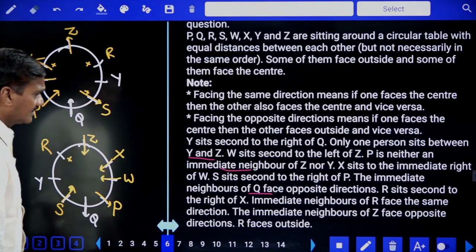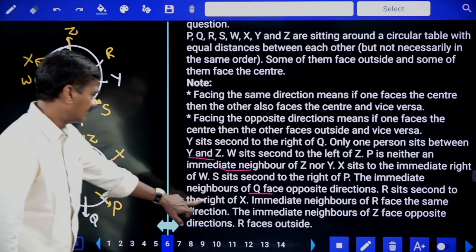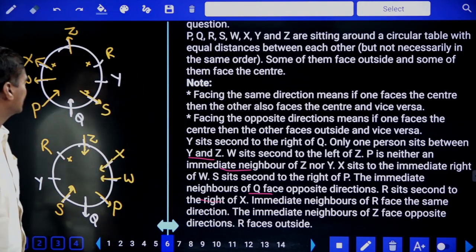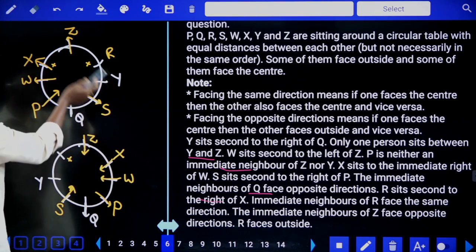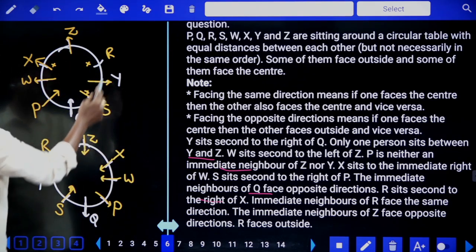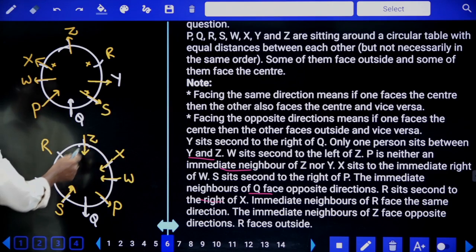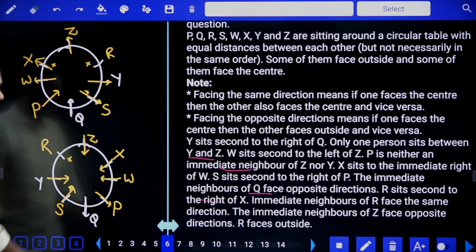And next one, immediate neighbors of R face the same direction. Immediate neighbors of R, Z and Y, same direction. Z is away, Y is away. Immediate neighbors of R, Z and Y: Z is center, Y is center.